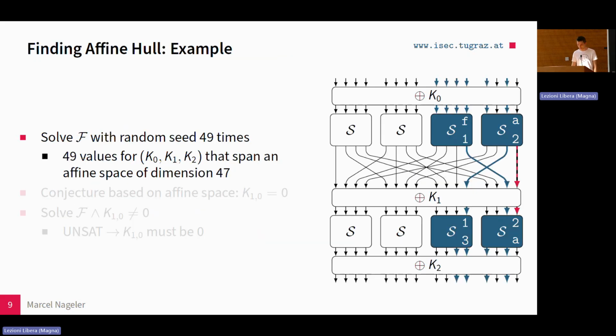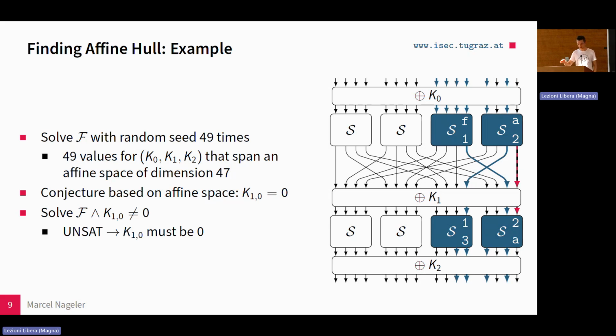This was a bit abstract, so we'll give a small example from before. So here we would solve this characteristic 49 times, and then we would gather 49 values of these 3 keys, and we would see that the affine space would be only of dimension 47, because this rightmost value would always be 0. So we would conjecture, okay, this key bit is 0, and to prove this, we tell the SAT solver, okay, solve this problem with the additional constraint that this key bit is not 0, and then the SAT solver will correctly identify, okay, this is unsatisfiable, therefore we can conclude that this key bit must be 0.